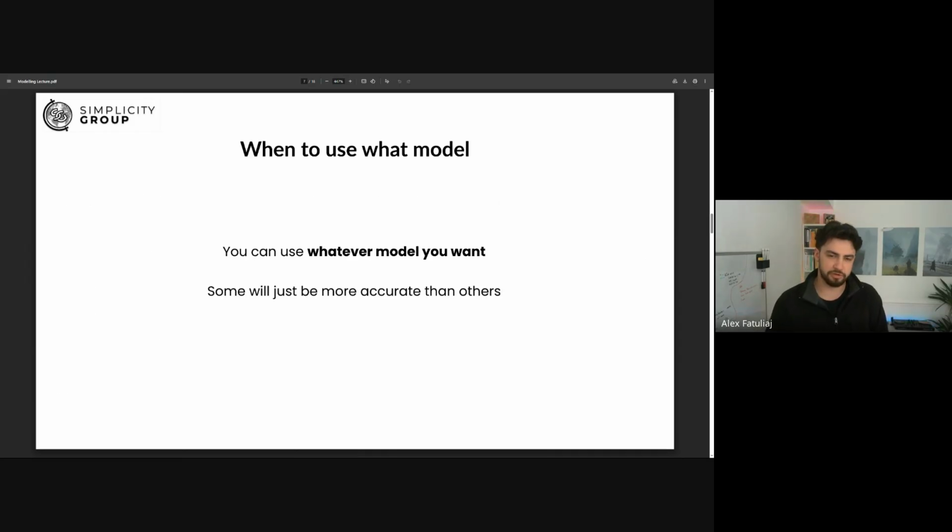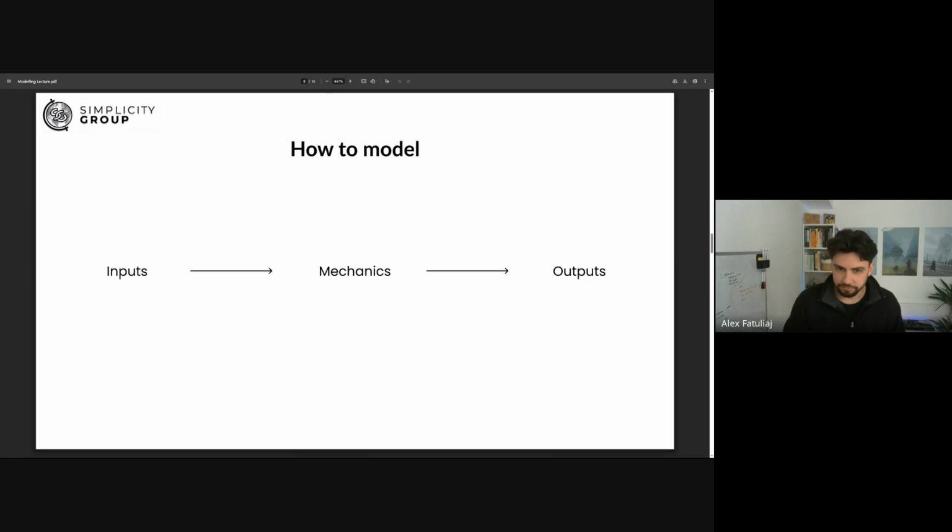And once again, you can use whatever model you want. It's just that some will be more accurate than others. You can use a deterministic model to model out your token price. You can use a stochastic or an agent-based model to do the same. It's just that some of them will be more accurate than others, and also there are things like costs and purpose, if you will, to factor in. But you can realistically use any model for whatever you want. It's completely up to you.